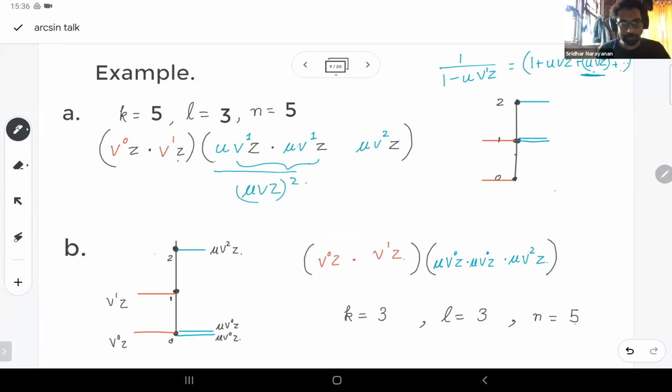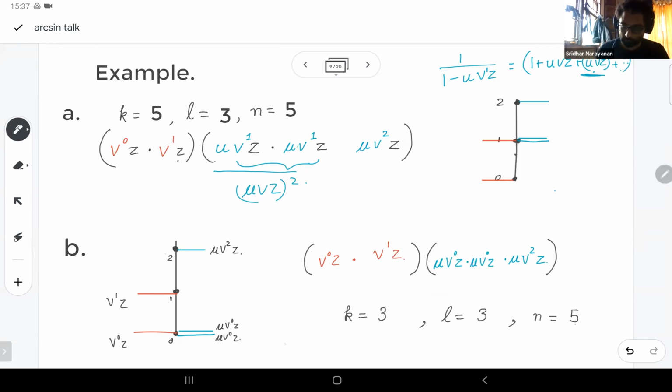I can define the weight of this figure to be just the sum of the levels that each of the pieces occupy. So this piece occupies 2. So it's 2 plus 1 plus 0 plus 0 plus 0. So it's 3. So the weight of this figure is 3. So then I can say the coefficient of v raised to k, u raised to l, z raised to n is all figures of weight k with l blue parts and n minus l red parts.